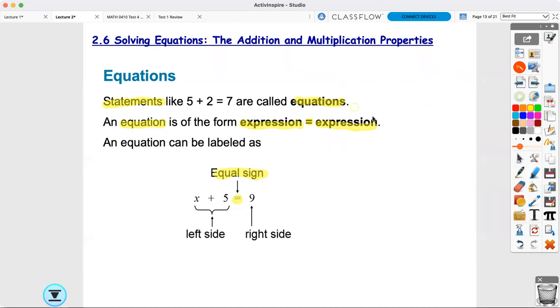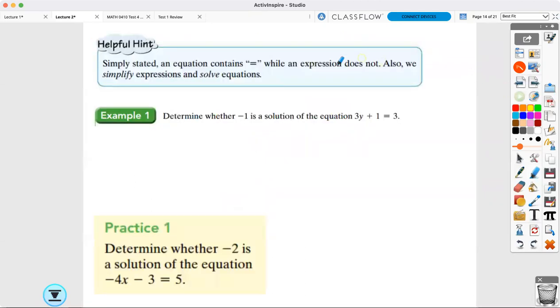Okay? So, all right, so that's an equation. So helpful hint. Before we get into some examples, write this helpful hint. Simply stated, an equation contains an equal sign while an expression does not. Also, we simplify expressions, but we solve equations. I really enjoyed this helpful hint because it differentiates expressions from equations.